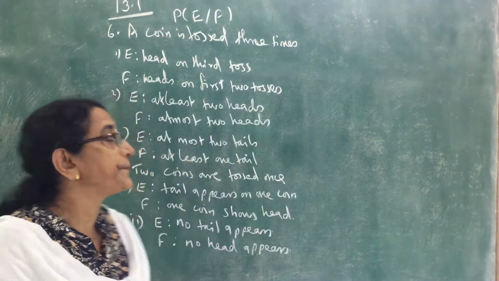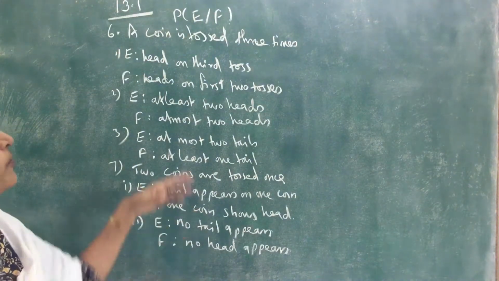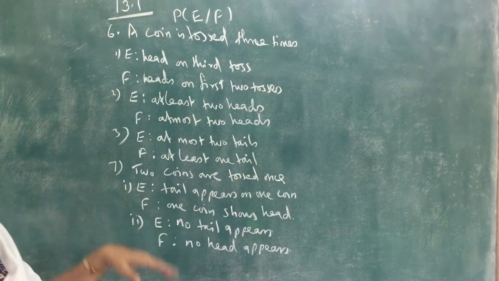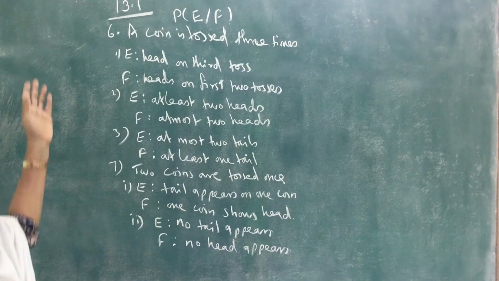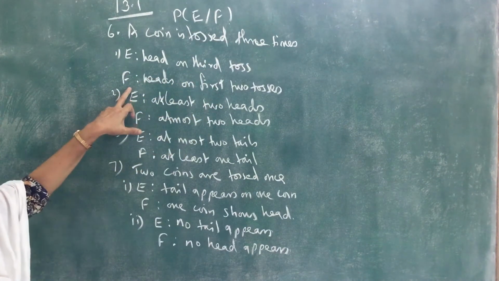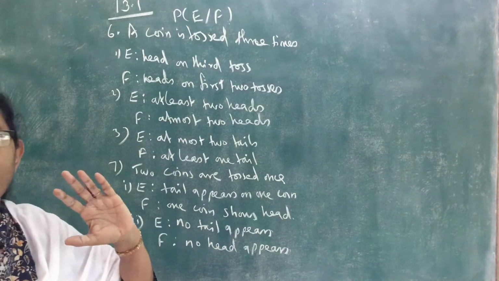The sixth one. In these questions, we have to find the probability of E given F. A coin is tossed 3 times. That is the experiment. E is the event, head on third toss. F is the event, heads on first 2 tosses. So first we have to write the sample space.